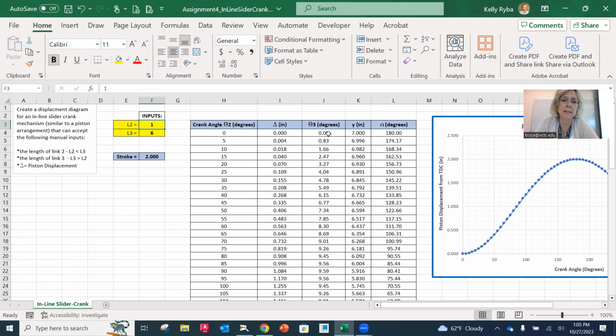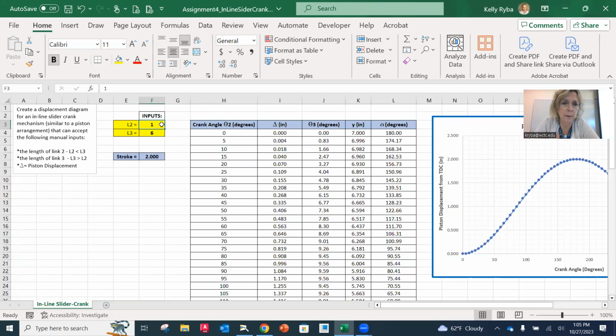Our delta at 0 degrees is going to be our top dead center. And then as it goes down, it's going to be 5 degrees, 5 degrees, 5 degrees, looking at that delta of the piston moving down, always measuring from that initial 0 degrees at the very top. And then the rest of this, the Y, the alpha angle and such, were part of the mechanism.